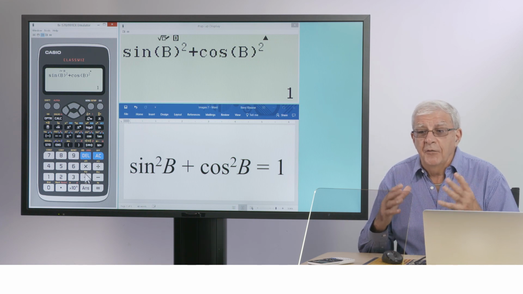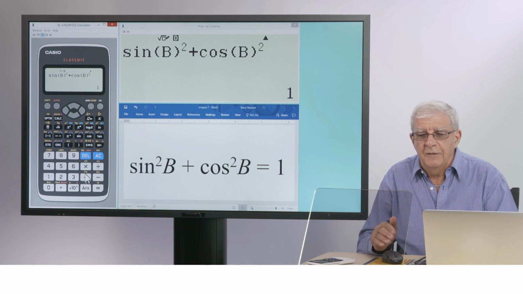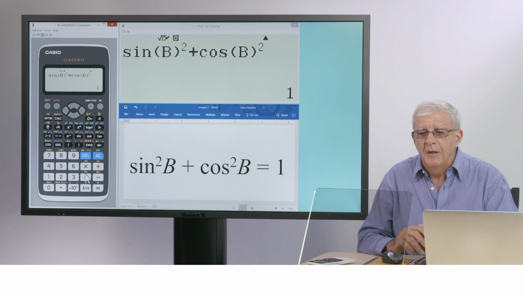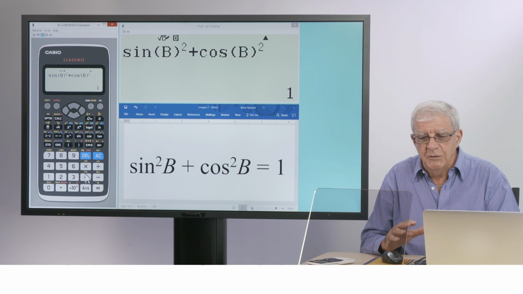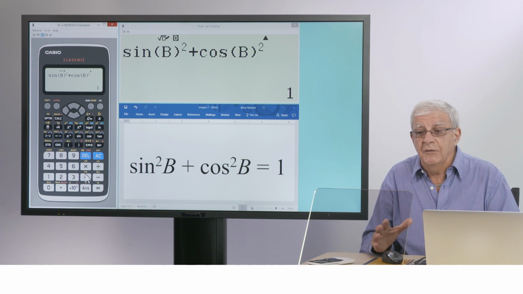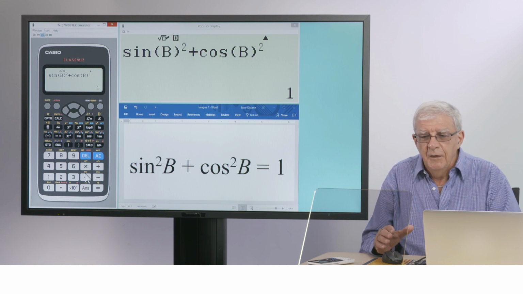The concept of an identity is illustrated here. It's the same result all the time. Of course, students need to prove that an identity is always true, not just demonstrate it. All the ClassWiz is doing is demonstrating it, and they'll require some mathematical argument, not just evaluation.